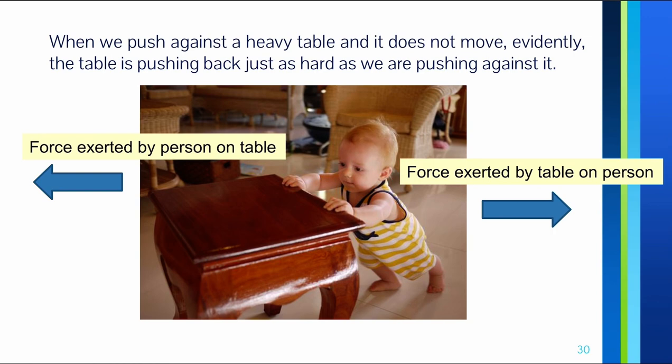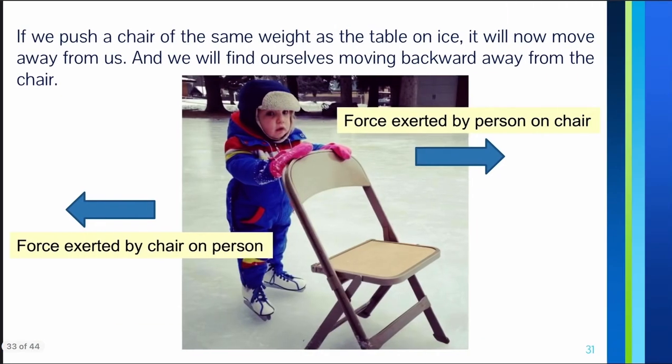So this law is called the law of action and reaction. When we're pushing a table, just like shown in the picture, and the heavy table does not move, evidently the table is pushing back just as hard as we are pushing against it. If your force is exerted this way to the left, the force exerted by the person on the table, then the table exerts a force in this direction, opposite to the direction of the force that you are exerting.